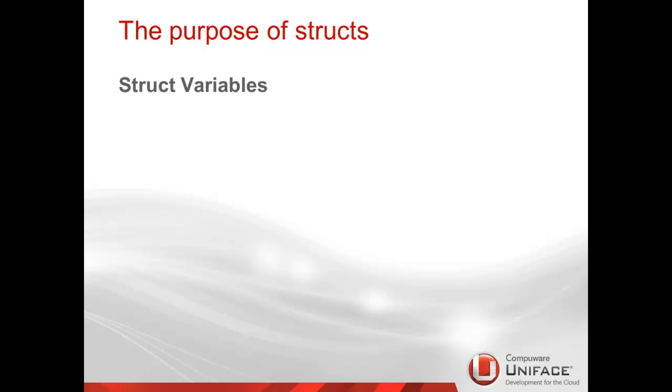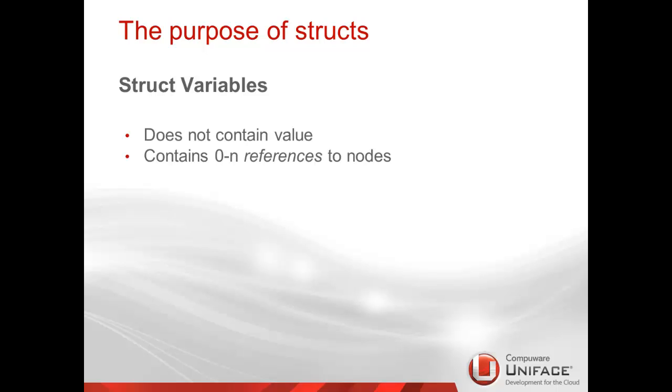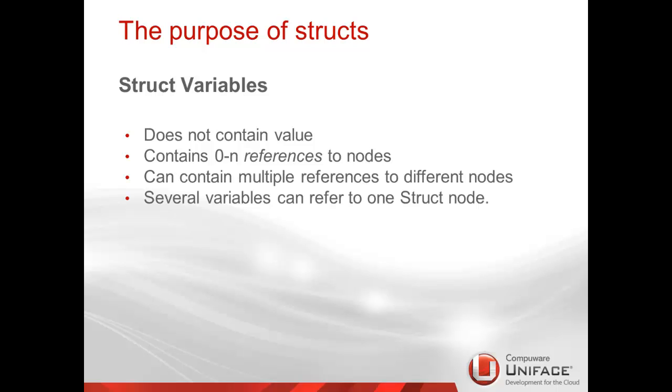Struct variables. A struct variable does not contain the value. Instead, it contains 0 or more references to struct nodes. One struct variable can contain multiple references to different struct nodes, and several variables can refer to one struct node.